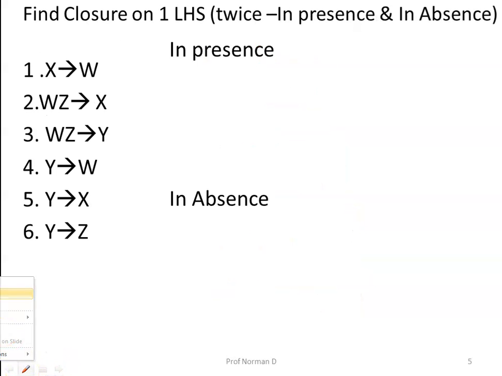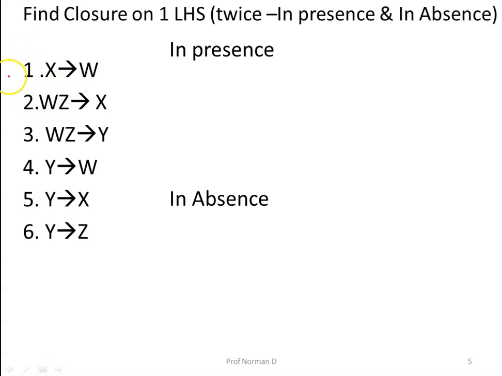Now we have to find the closure on each and every FD. But when we calculate the closure on each and every FD, there are two cases. You calculate the closure considering that that particular FD is there in the set of FDs, and in the second case you avoid that particular FD and still calculate the closure on it.